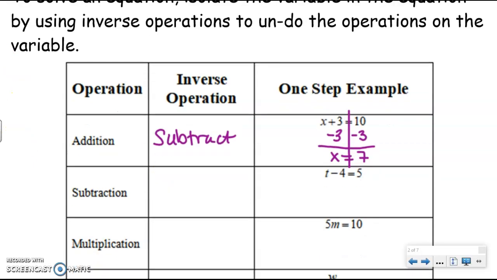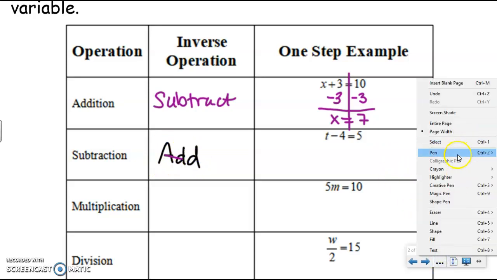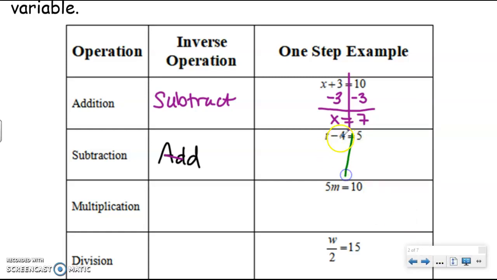Next one, subtraction. The inverse operation, or the opposite of subtraction, is addition. So you're going to add. If I have t minus 4, to cancel a minus 4, I'm going to do plus 4 on both sides. Remember, if I add 4 on one side, I have to add 4 on the other. These cancel. 5 plus 4 is 9.